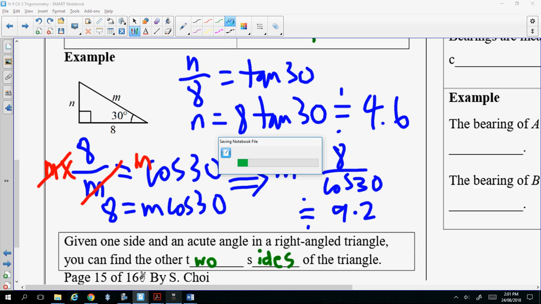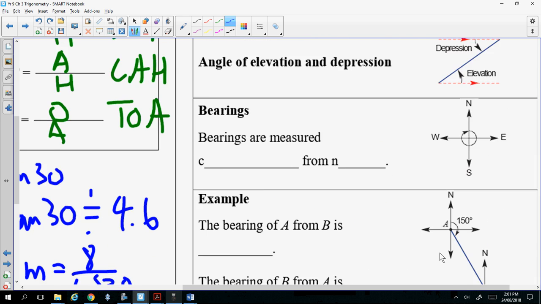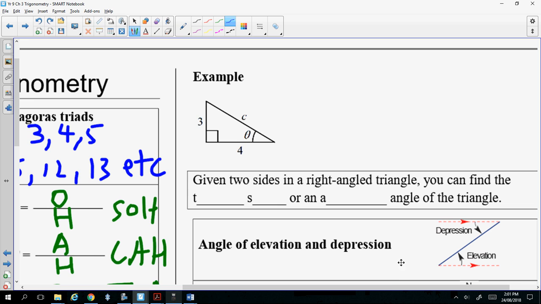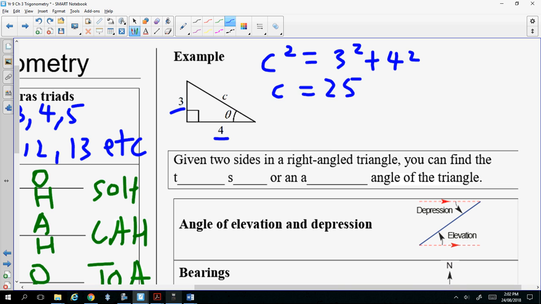Got it? Okay, how about this one? What rule would you use to find C? We've got no angles, so what do? But we've got two sides. No, use Pythagoras. When you've got two sides, not tan. Get it? So you go 25. So how do you find C? 5. Okay, C is 5.